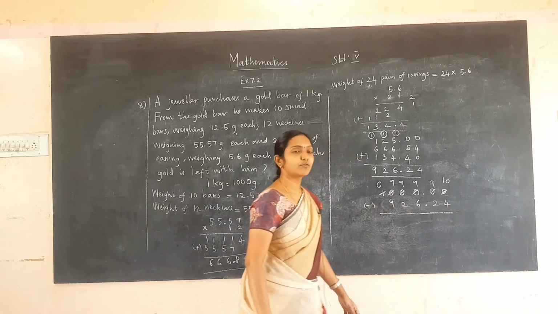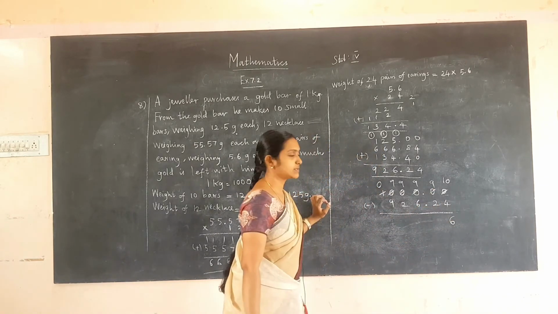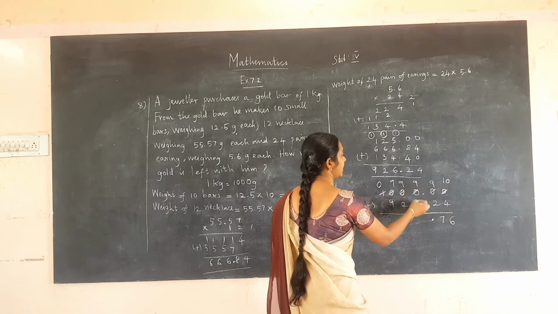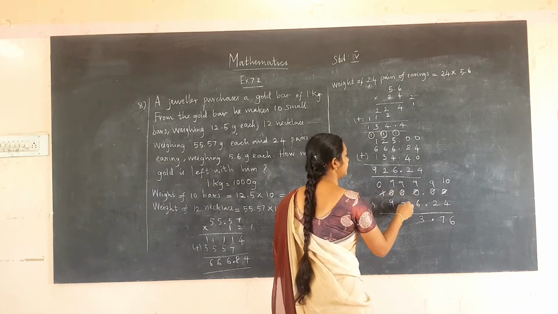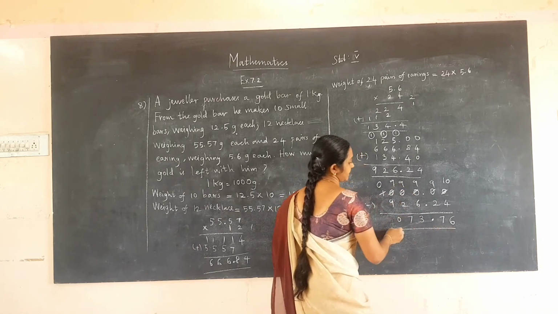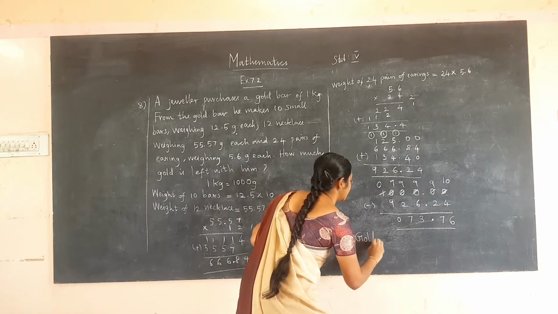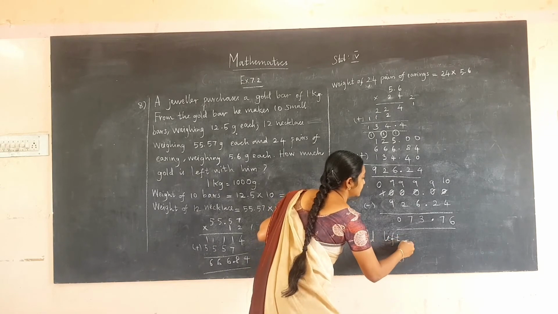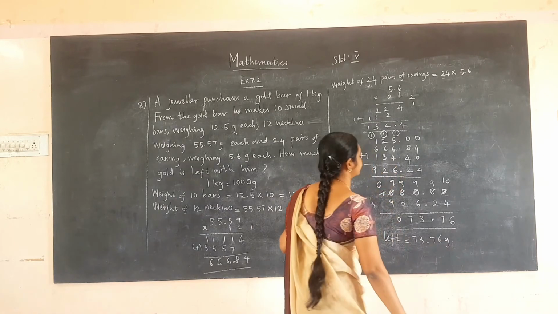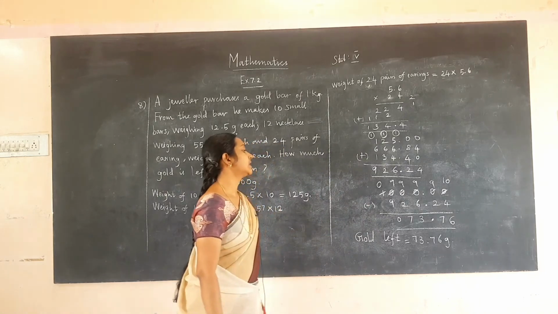10 minus 4 is 6. 9 minus 2 is 7 and a decimal point here. 9 minus 6 is 3. 9 minus 2 is 7. 9 minus 9 is 0. So gold left is equal to 73.76 grams. This is the left of gold.